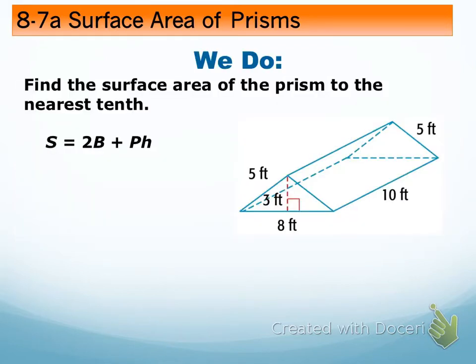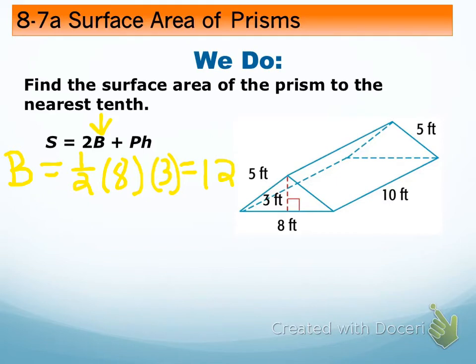So how do we find that surface area? To start off with, we need to find out what is our B. Our B is the area of the base of our prism. Remember, when we have a triangular prism, the base is going to be the triangle. So remember, to find the area of a triangle is 1/2 the base of the triangle times the height of the triangle. And 1/2 times 8 times 3 is going to be 12.